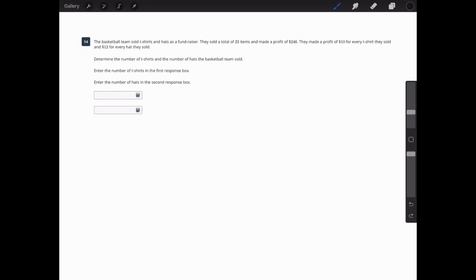In this problem, we have to deal with a basketball team that sold t-shirts and hats at a fundraiser. They sold a total of 23 items and made a profit of $246. They made a profit of $10 for every t-shirt and $12 for every hat. They want us to find the number of t-shirts and the number of hats.